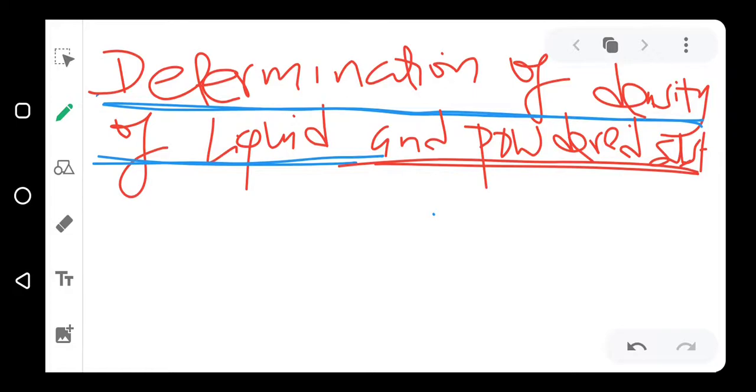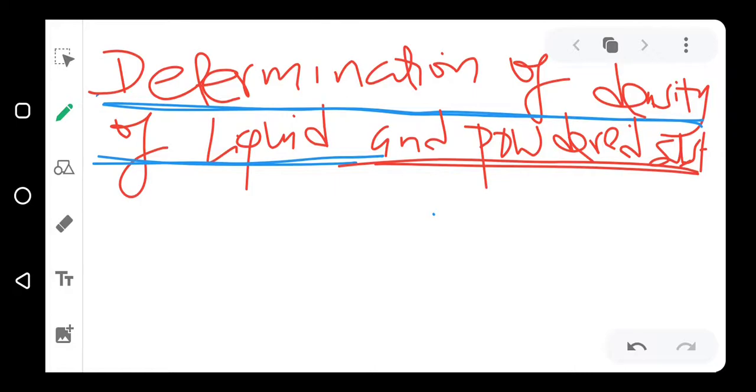In the previous lesson, we talked about how to determine the density of solids, that of regular solid and that of irregular solid. But today we are focusing our attention on liquid and powdered substance. So how do we do this? If we are given a certain liquid to get its density, how do we do it?